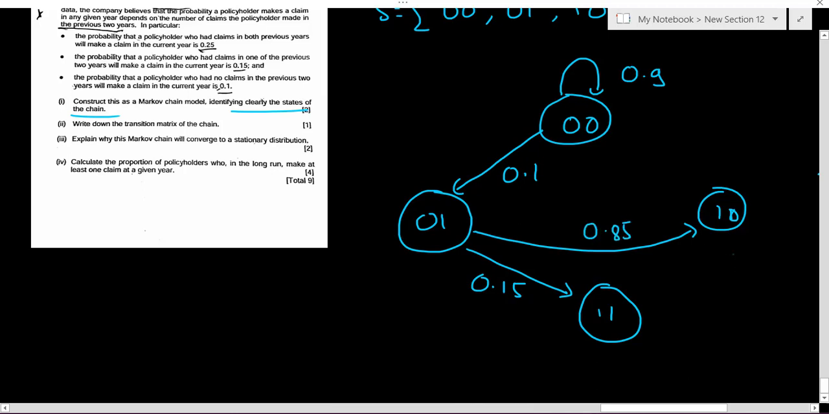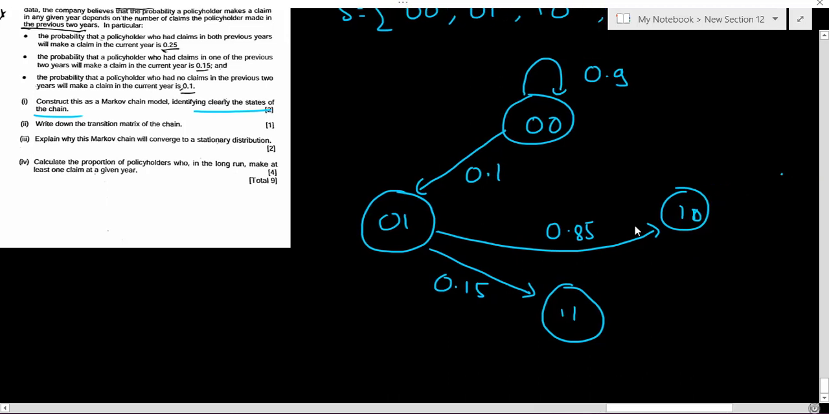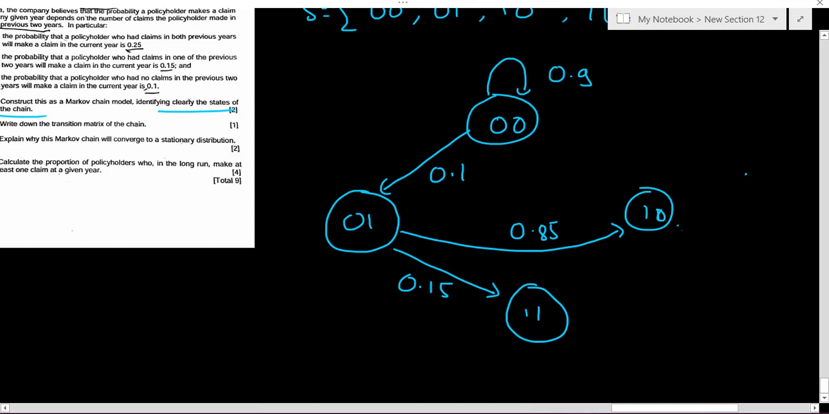So that's how it functions. Now if I'm in 1 0, that is I made a claim in the first of the last 2 years but not in the second one. If I do not make a claim, then I'll go to 0 0, because I have a 0 on the later side and then again a 0 will appear, so that will be 0 0.